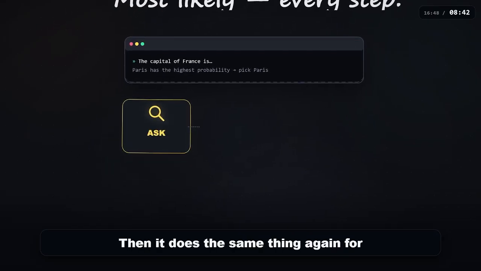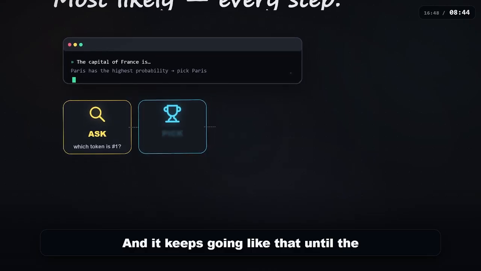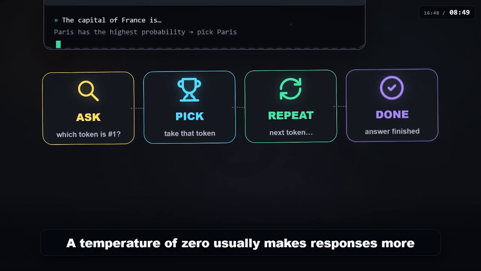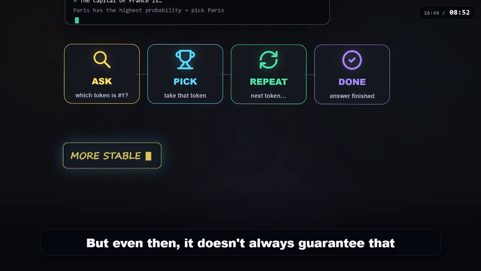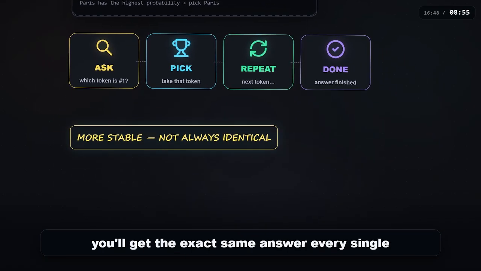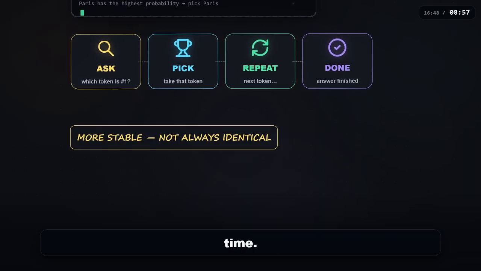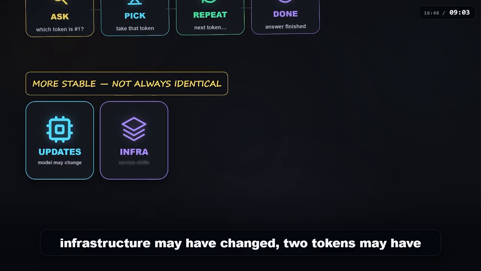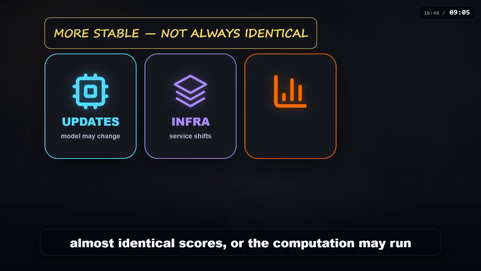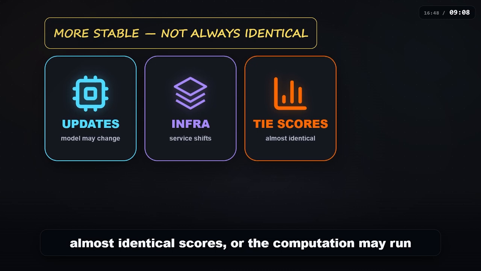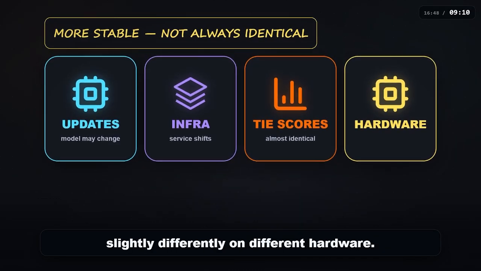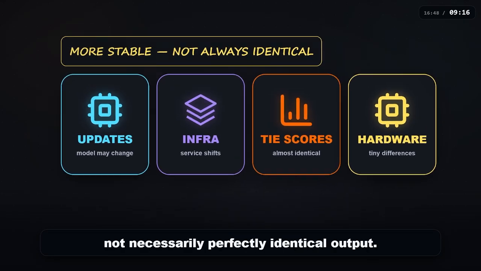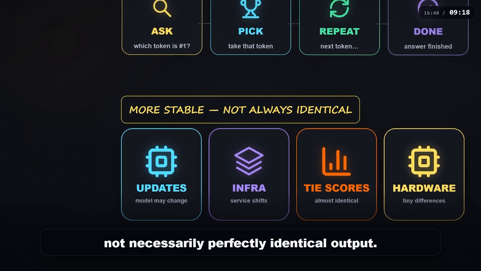Then it does the same thing again for the next token, and it keeps going like that until the answer is finished. A temperature of 0 usually makes responses more stable, but even then, it doesn't always guarantee that you'll get the exact same answer every single time. The model may have been updated. The service infrastructure may have changed. Two tokens may have almost identical scores, or the computation may run slightly differently on different hardware. So temperature 0 usually means more predictable output, not necessarily perfectly identical output.